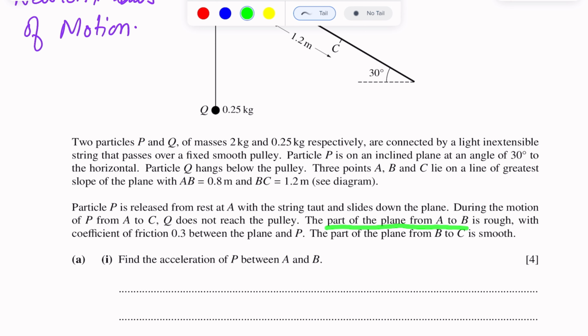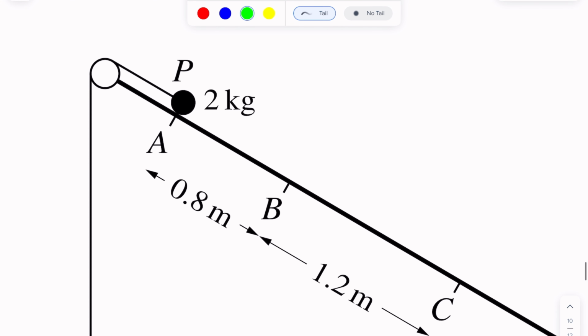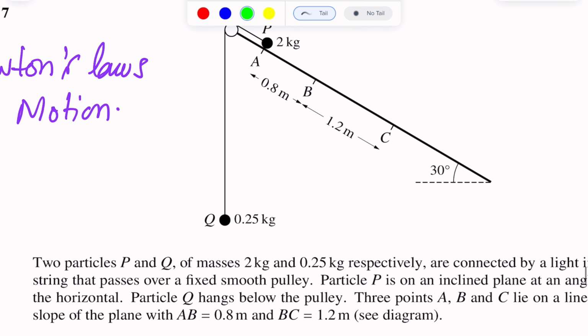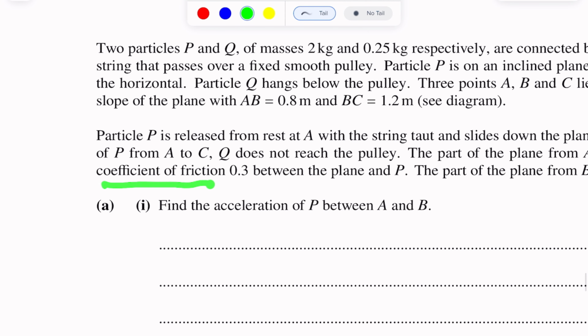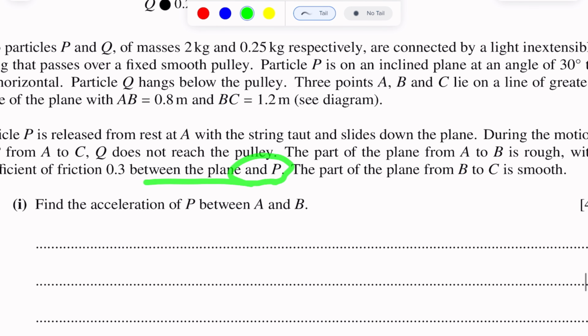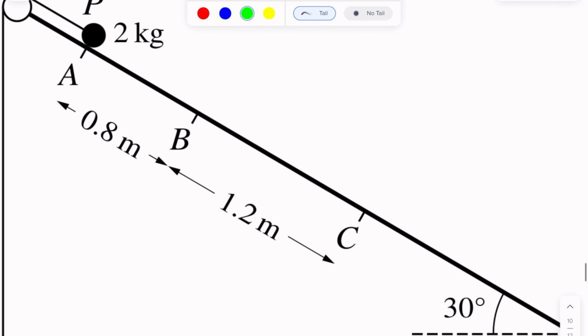The part of the plane from A to B is rough, with coefficient of friction 0.3. This is the value of mu. Mu is the coefficient of friction between the plane and P. The part of the plane from B to C is smooth. This means that there is no friction in this part of the plane.